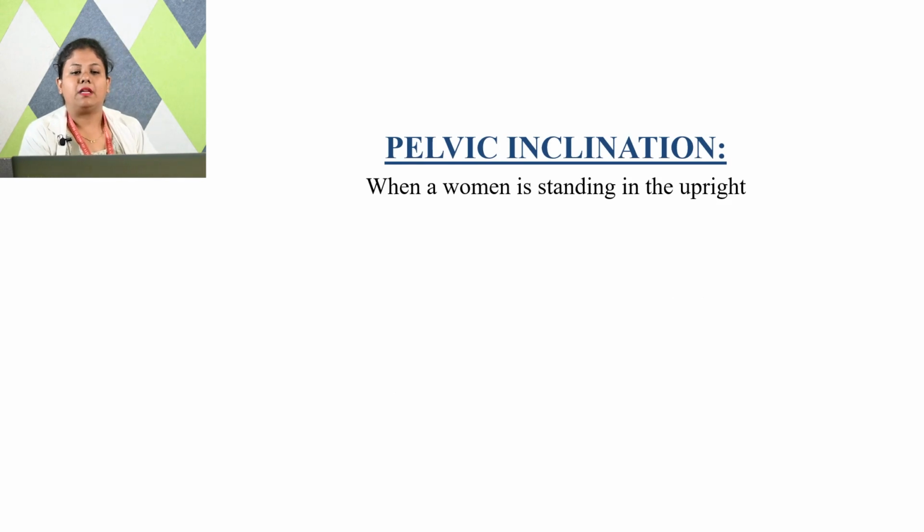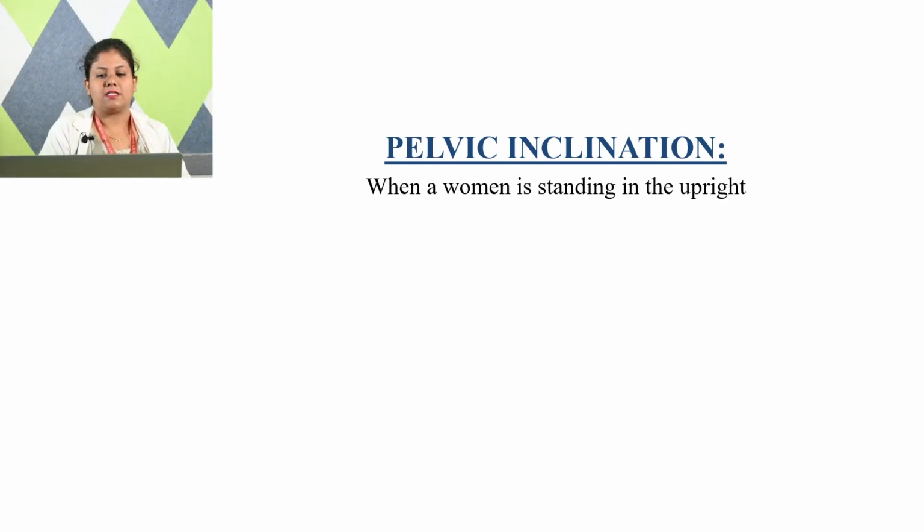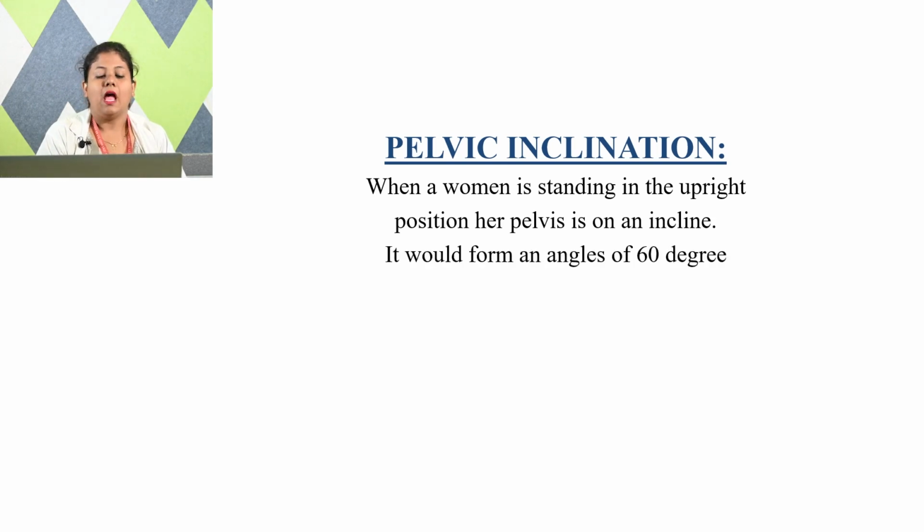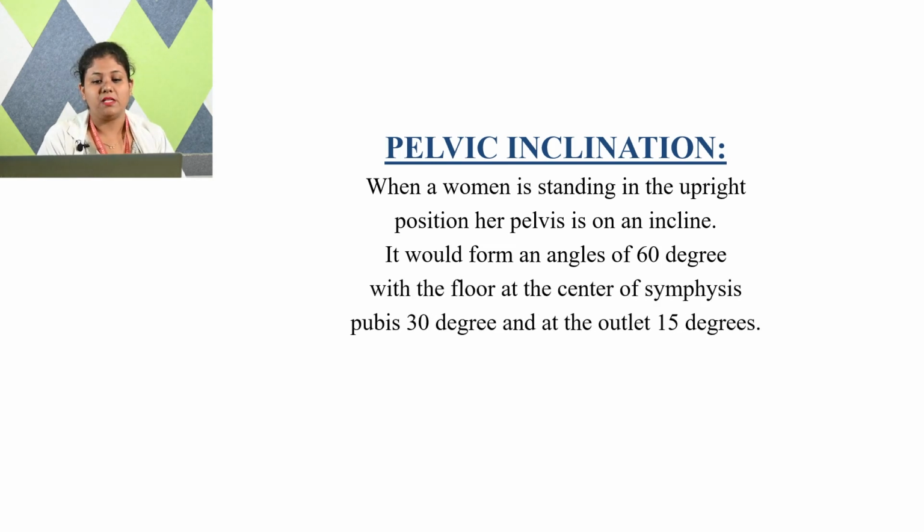Now, pelvic inclination. When a woman is standing in the upright position, the female pelvis is inclined, and at the inlet it forms a 60 degree angle with the floor. At the center of the pelvis it is 30 degrees, and at the outlet it is 15 degrees. So this was regarding the female pelvis.